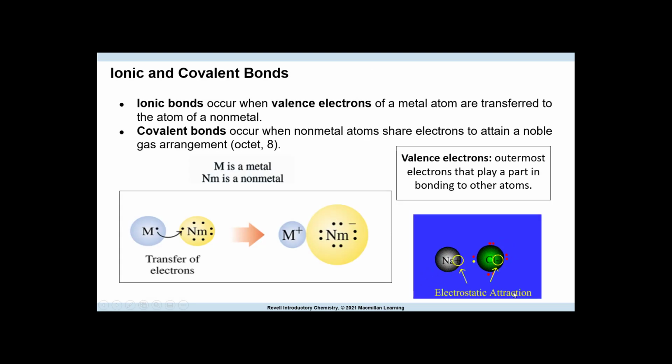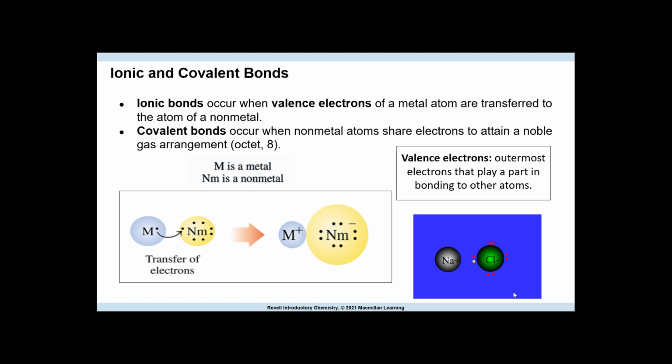So if we look here, this is a slide from another one of my courses. Ionic bonds occur when valence electrons of a metal atom are transferred to the atom of a non-metal. So this is where the cations and anions come from. In this little GIF I found, sodium, once it loses its electron, is positively charged. Chlorine, once it takes that electron, is negatively charged, and this is how sodium chloride comes together. These two ions of opposite charge are attracted to each other and are tightly bound because of those opposite charges.